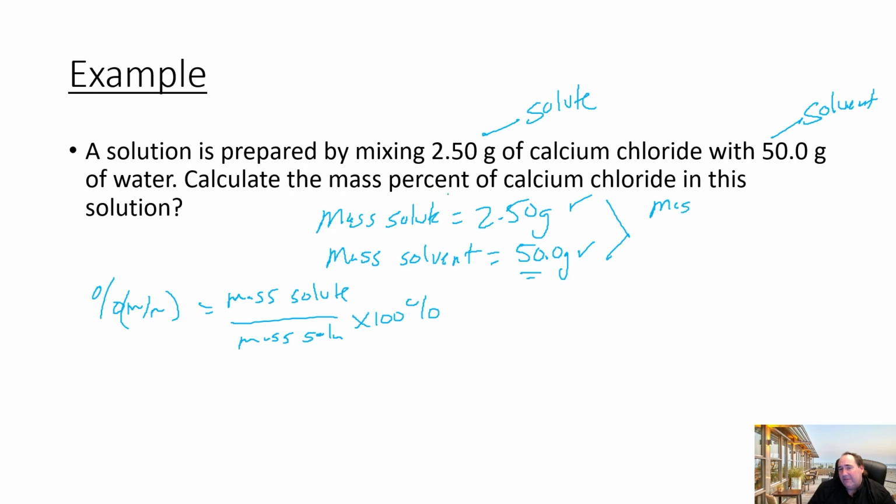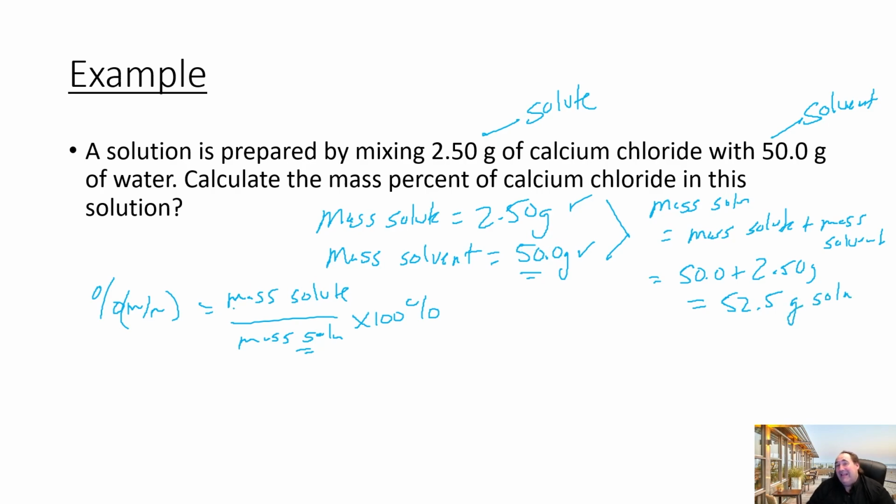So the mass of the solution, which we need, which is the bottom part, is the mass of the solute plus the mass of the solvent. That's going to give me 50 plus 2.50 grams, which is 52.5 grams of solution. So that is the number we want to use, and not 50, which a lot of people will use. Now that we have the right number there, we're ready to go.